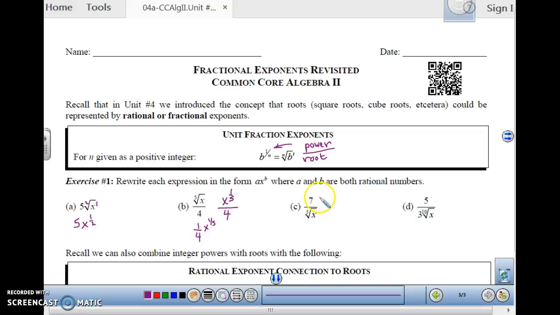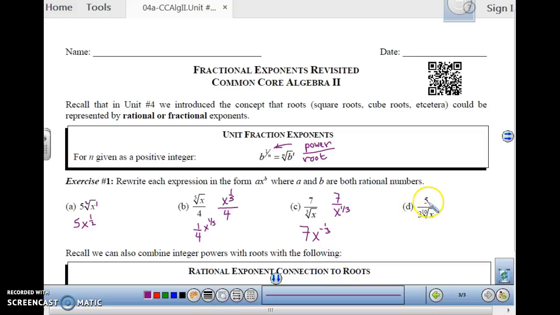Letter c, 7 over the cube root of x. All right, so written in rational form, the cube root of x would be x to the 1/3. Now how are we going to make this look like ax to the b, though? We'd have to move the x to the 1/3 up to the numerator. So when we move a base and exponent up, what happens to its exponent? It becomes negative. So this is going to be 7 times x to the negative 1/3. So it's its reciprocal. So you do the reciprocal, so it puts it up into the numerator, and it makes it negative.